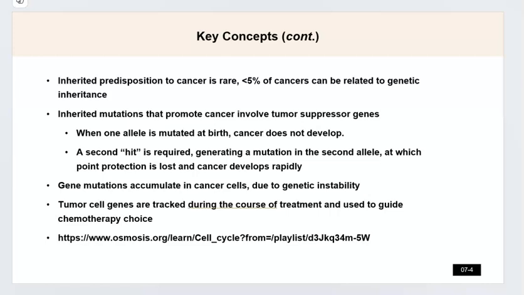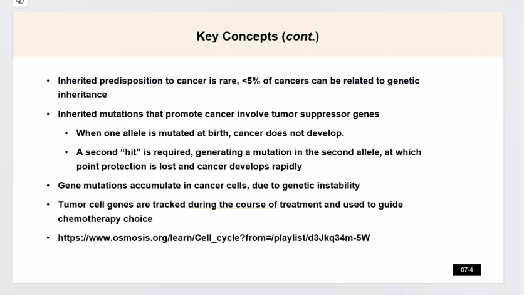This is actually always fascinating to me because the actual inherited predisposition to cancer is very rare. It's less than 5%. We don't typically get cancers just because of genetics. There's a large amount of cancers that come from non-inherited causes. When you have an inherited mutation that promotes cancer, that involves the tumor suppressor genes.